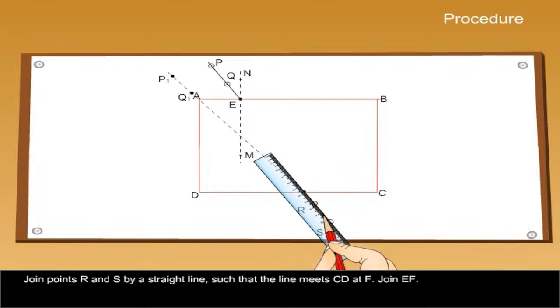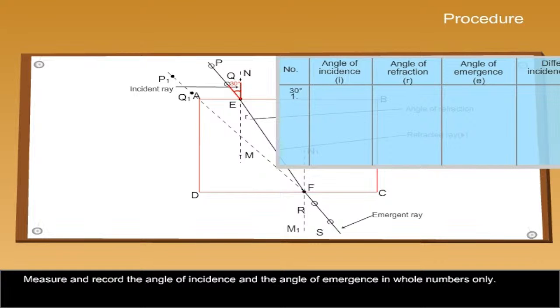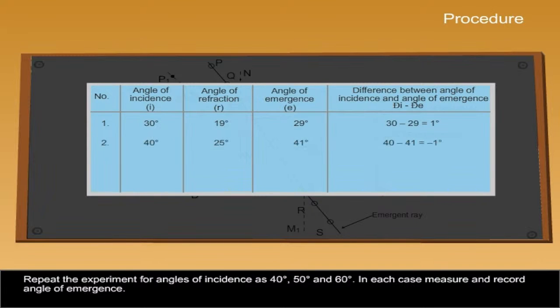Join points R and S by a straight line such that the line meets CD at F. Join EF. Draw a normal at point F on the straight line CD. Measure and record the angle of incidence and the angle of emergence in whole numbers only. Repeat the experiment for angles of incidence as 40 degrees, 50 degrees and 60 degrees. In each case, measure and record the angle of emergence.